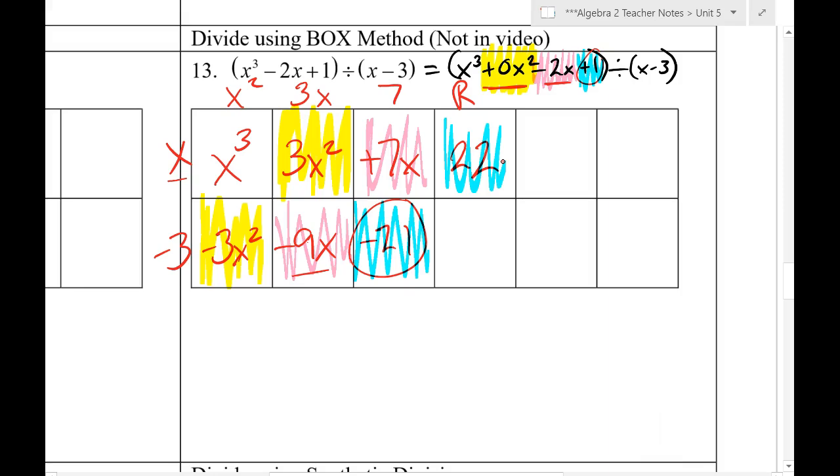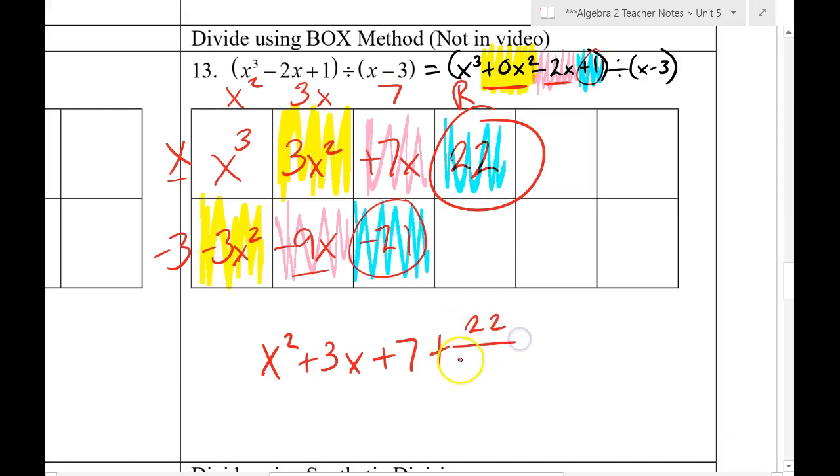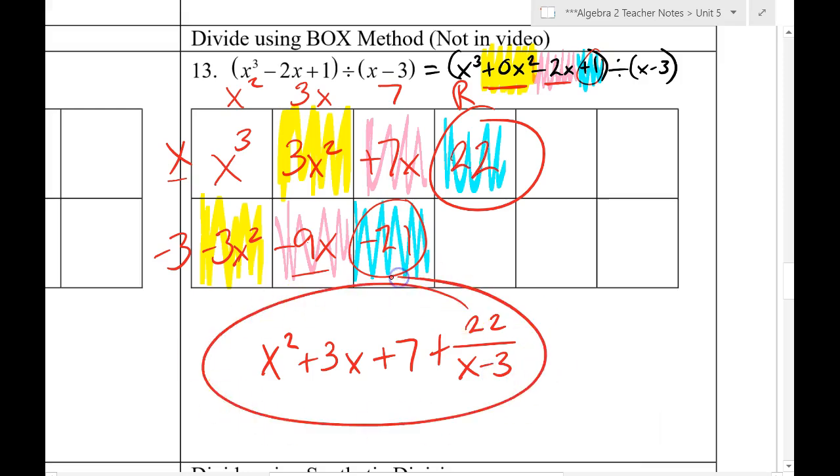So now my answer goes as follows. x squared, and remember I'm using the top terms, plus 3x, plus 7, plus my remainder, 22, which I put over x minus 3. And there's my answer.